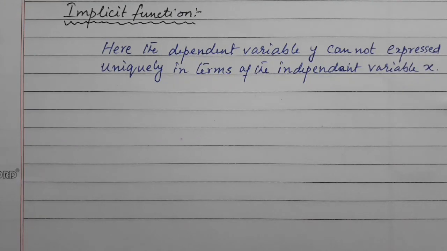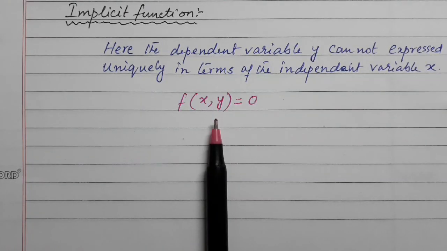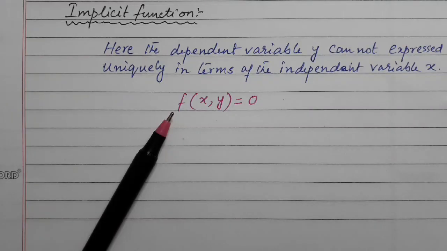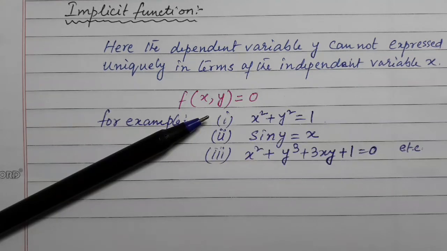But in case of implicit function, the dependent variable y cannot be expressed uniquely in terms of the independent variable x. Here we express the relation by f(x, y) equals 0. The expression on the left hand side of the relation is also known as a function of two variables x and y. For example, x square plus y square equals 1 is an implicit function, which is also known as the equation of a circle.